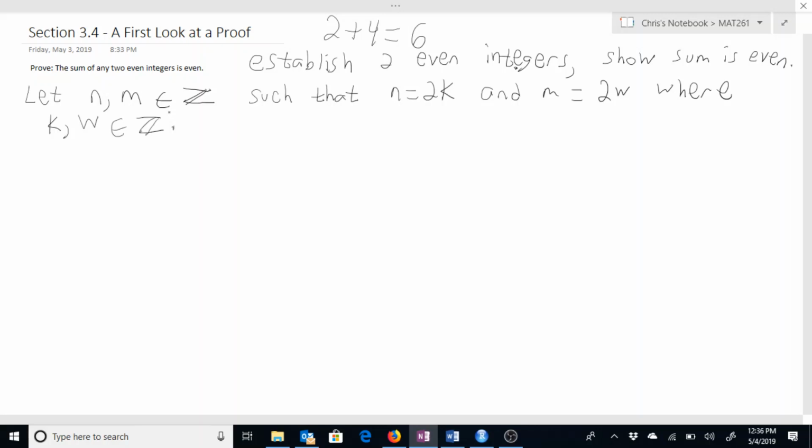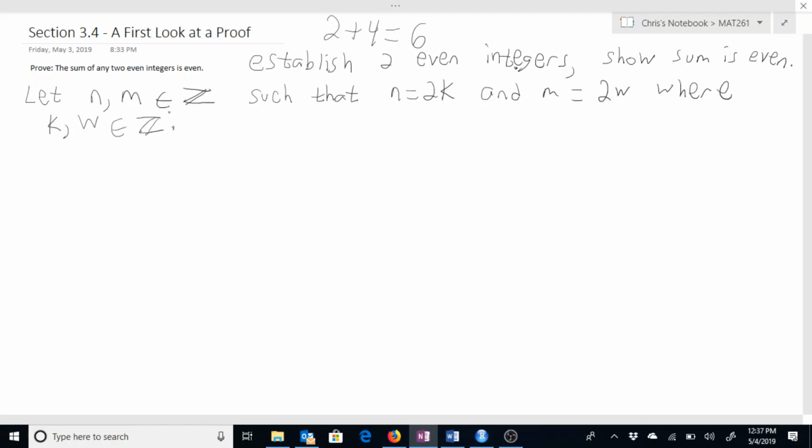And to show it beyond a reasonable doubt that the sum is even, we need to establish that first. Just like how in a courtroom, the prosecutor needs to show beyond a reasonable doubt that the defendant's guilty. Here we want to show beyond a reasonable doubt that any two even integers, their sum makes another even integer. And so we want to show that no matter what integer we start with, being odd or even, we could then show that the even integers specifically add to make another even integer.